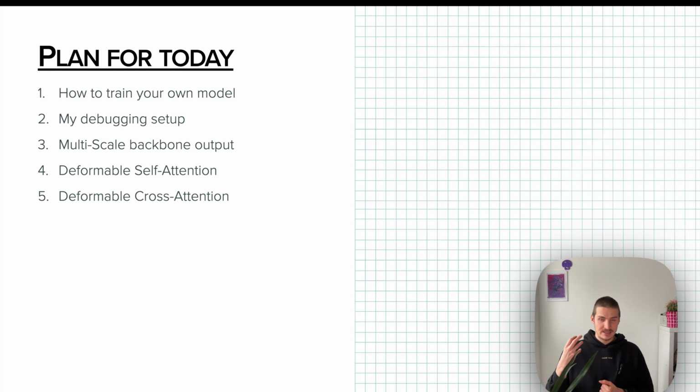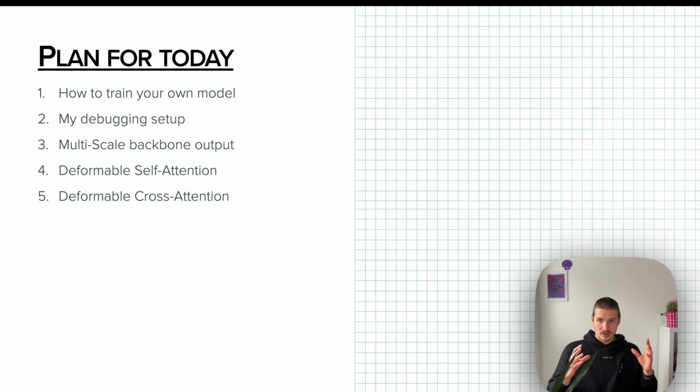Then we'll dig into the actual model architecture and code for that. So starting with the multi-scale output from the backbone and how all of that is fed into the transformer. Then we'll look at the code for Deformable Self-Attention and Deformable Cross-Attention.